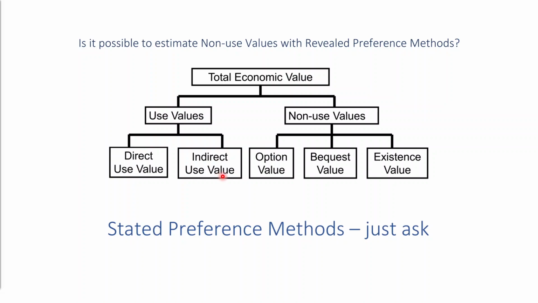So the last method that we are going to look at is the stated preference method. When all the other methods have difficulties or run into issues when trying to estimate these values, the most straightforward way is simply to ask people how much they are willing to pay. Ask them what the value of these resources is.